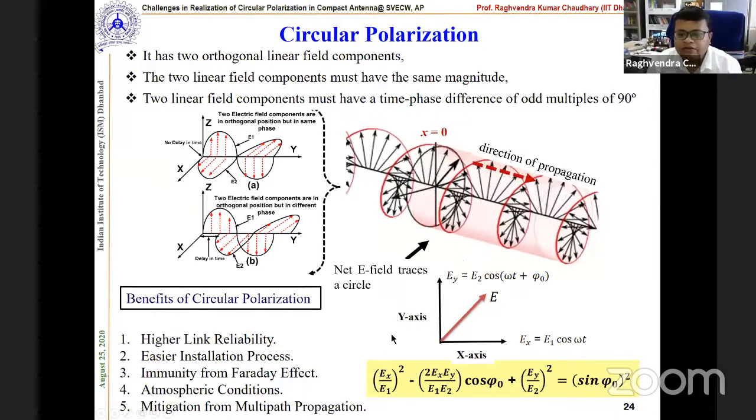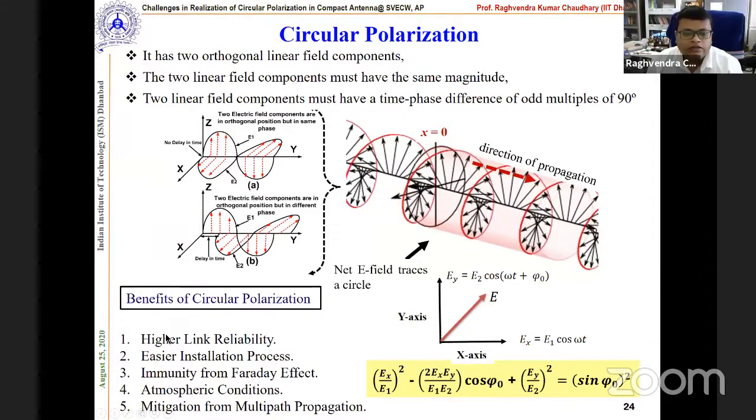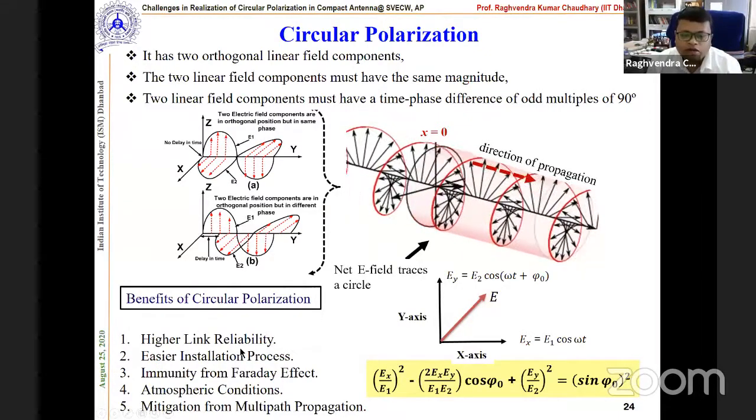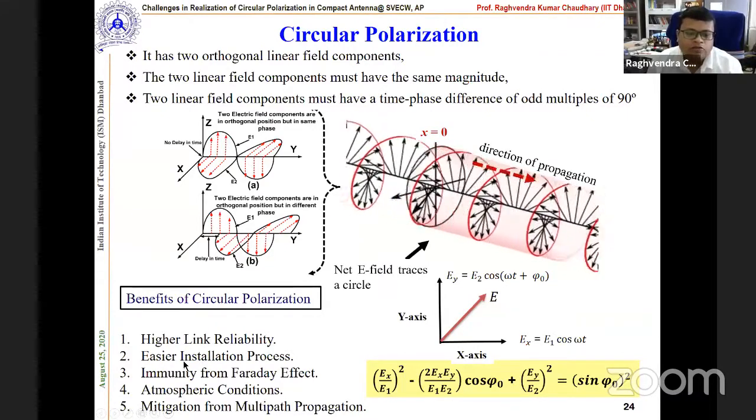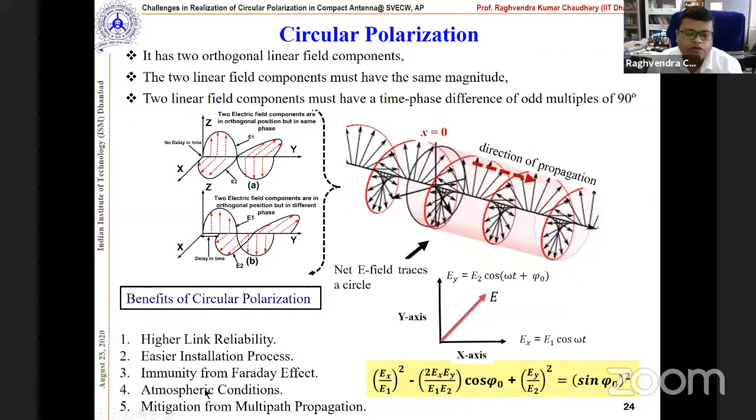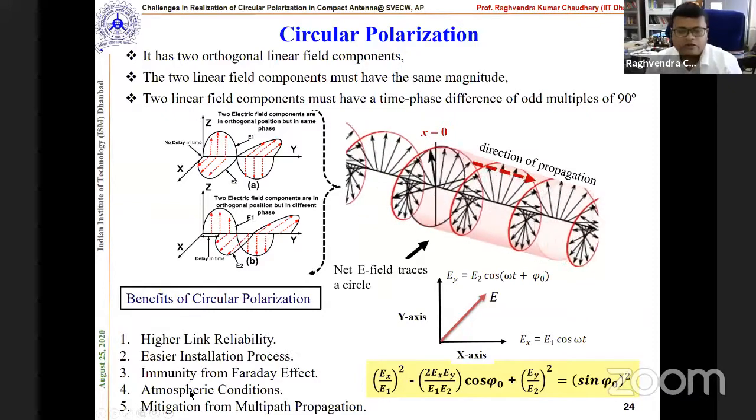Actually, I have already explained these things. And these are the benefits: higher link reliability, easier installation, immunity from Faraday effect, atmospheric condition, and mitigation from multipath. The same thing, correct?